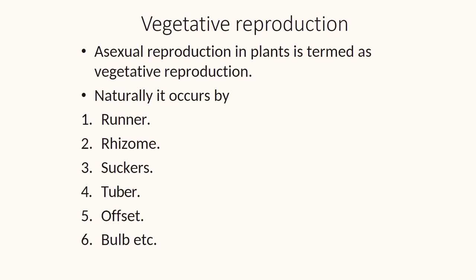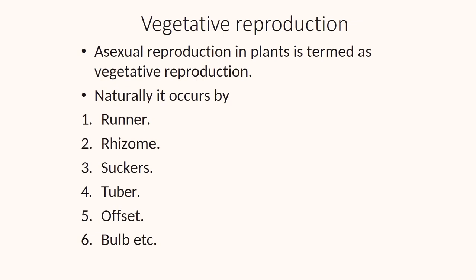Methods of vegetative reproduction. Vegetative reproduction is of two main types. First, natural vegetative reproduction, and second one is artificial vegetative reproduction. First, natural vegetative reproduction. Naturally, it occurs by runner, rhizome, suckers, tuber, offset, bulb, etc. It is the modification of stem which reproduce naturally by vegetative method of reproduction.